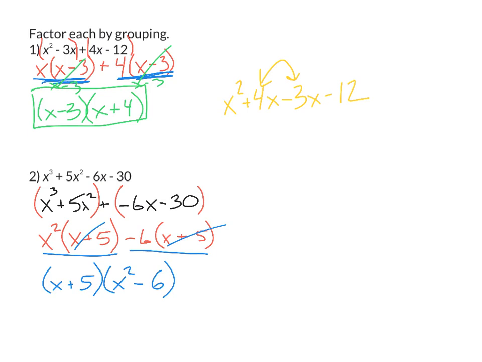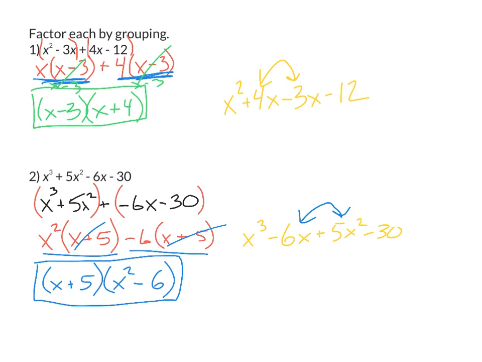And we can once again check by doing our FOIL process, x times x squared, x times negative 6, 5 times x squared, and 5 times negative 6. And so again, you can see how we can flip these around using our descending order, and it would look exactly like the original. So this is indeed the factored form of number 2. Okay, so that's how we factor by grouping. For now, we are done.